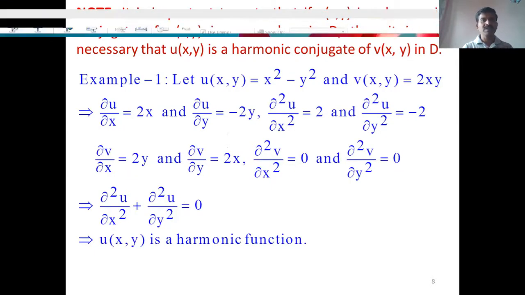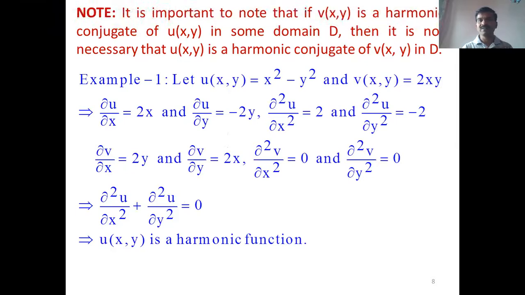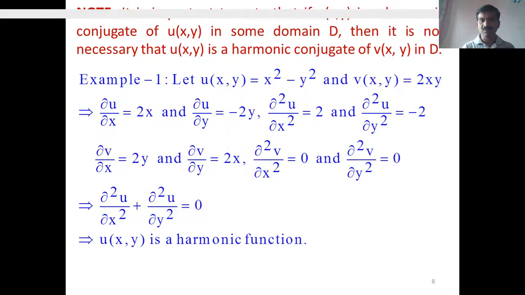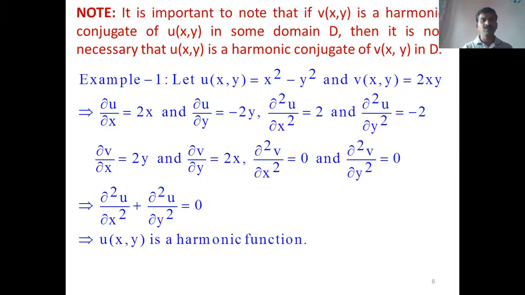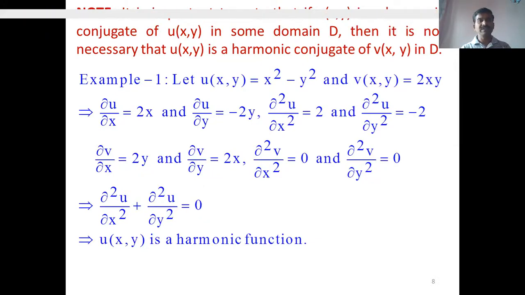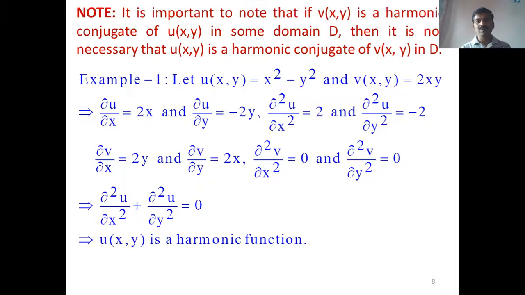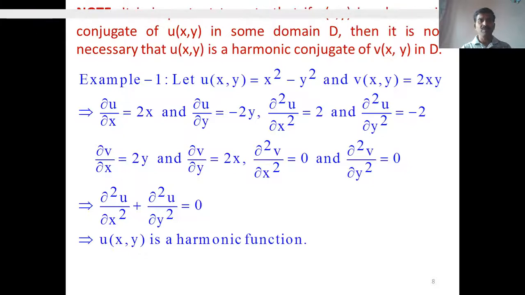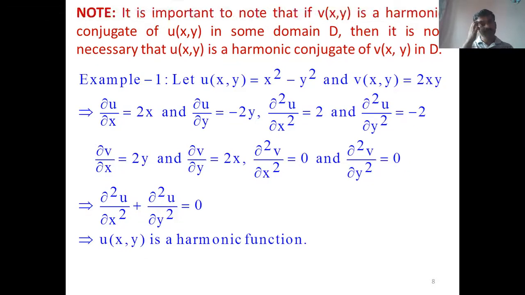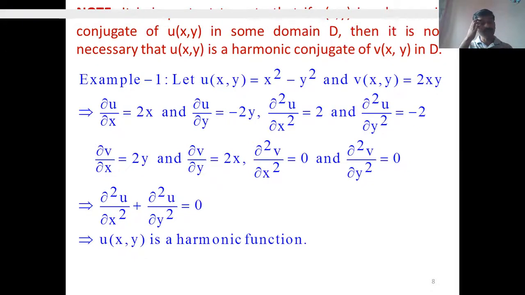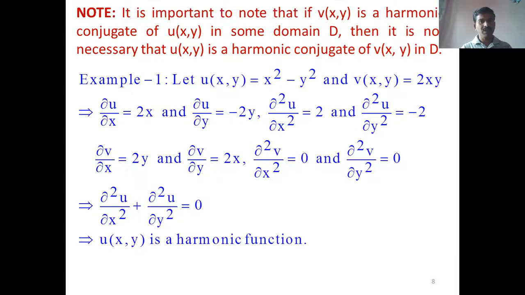Before that, it is important to note that if v is a harmonic conjugate of u in some domain D, then it is not necessary that u is a harmonic conjugate of v in that domain. Keep that in mind. So suppose v is a harmonic conjugate of u in some domain D, then it need not be that u is a harmonic conjugate of v. Let us take an example of this remark.